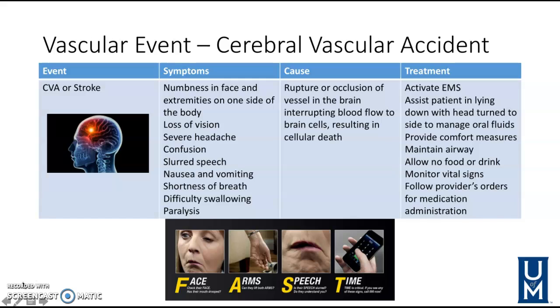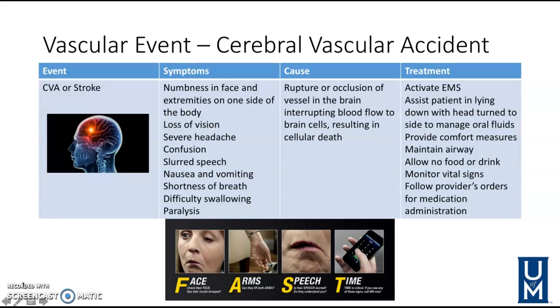One that often may be called into a doctor's office but very quickly needs to be taken to an emergency room is patients that have symptoms of a CVA or a stroke. So these terms are interchangeable. A cerebral vascular accident is a stroke. A CVA is a stroke. And those symptoms are often numbness in the face or on one side of the body, loss of vision, a severe headache, confusion, slurred speech, nausea, vomiting, shortness of breath, difficulty swallowing, or paralysis.